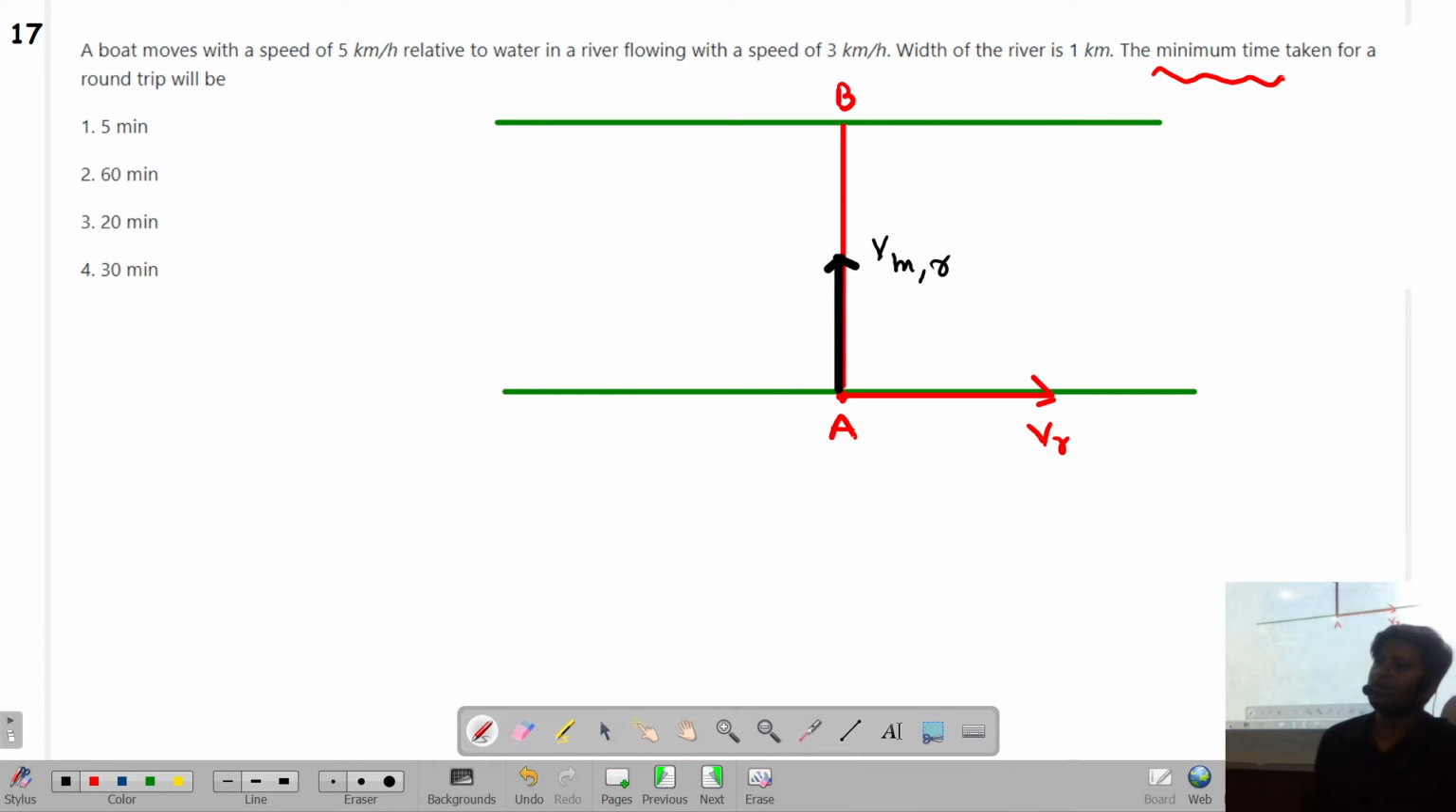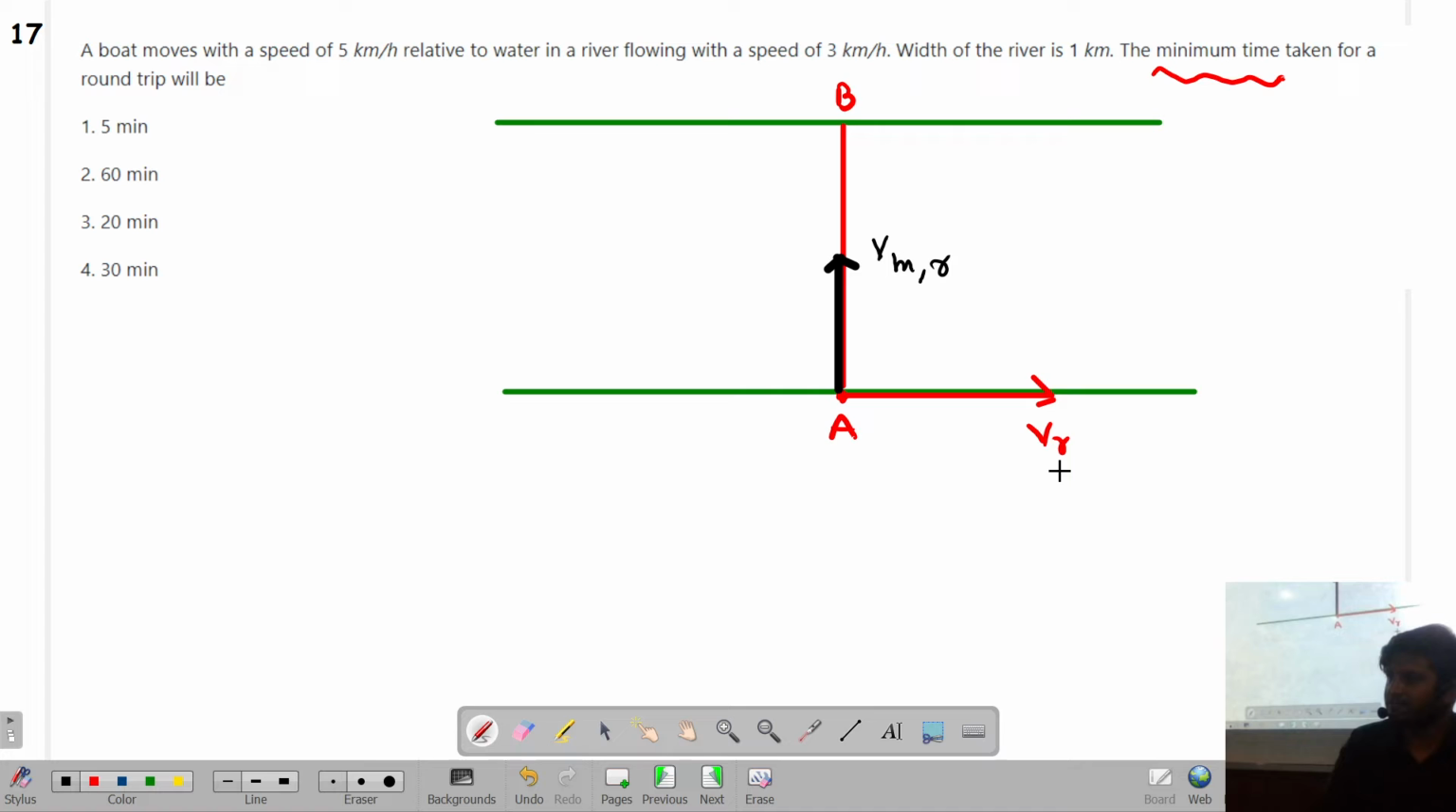Yes or no? There will definitely be a velocity of the man somewhere with respect to still water. Try to understand. There will definitely be a velocity of man with respect to still water, or not? In which direction should it be? You remember that, try to understand.